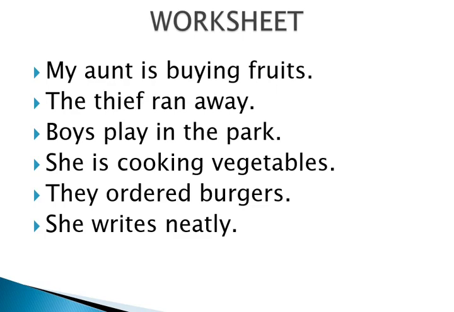Now let us test how much you have understood. There is a worksheet. Let's try doing it. My aunt is buying fruits. My aunt is your subject. Who is buying fruits? My aunt. What is she buying? Fruits, object. So this will be a transitive verb. Is buying is your transitive verb. The thief ran away. Intransitive. There is no object.